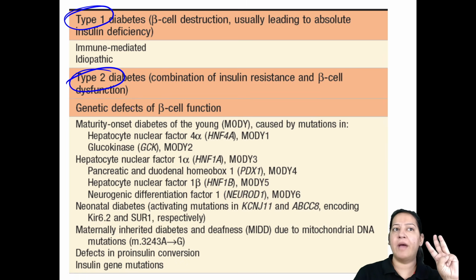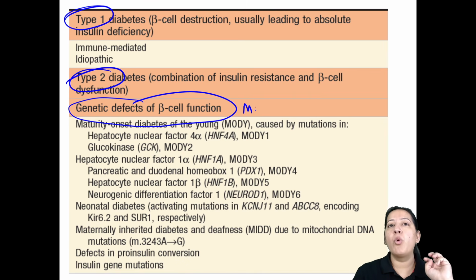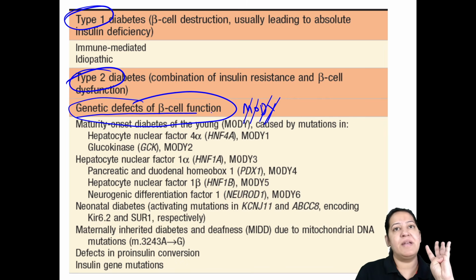The third type of diabetes is genetic defect in the beta cells of the pancreas, the beta cell function being genetic. These are known as MODY. What is the full form of MODY? It is maturity onset diabetes of the young. So this genetic defect diabetes are the MODYs.